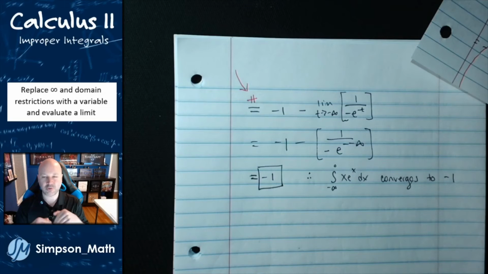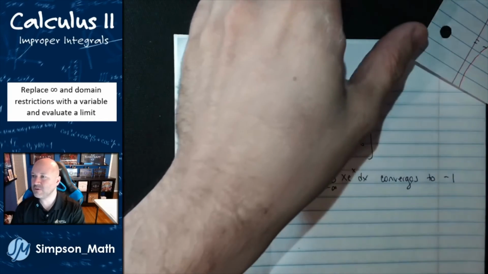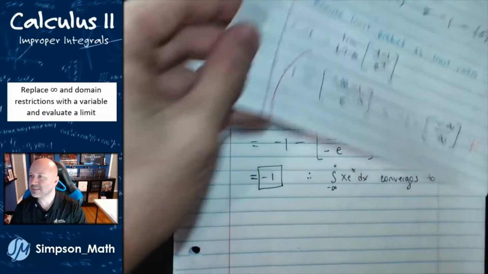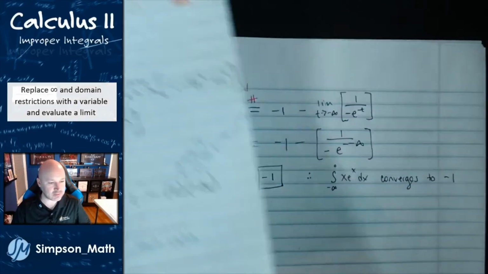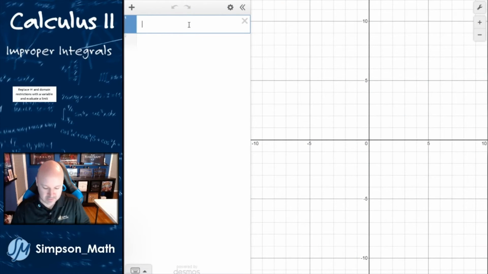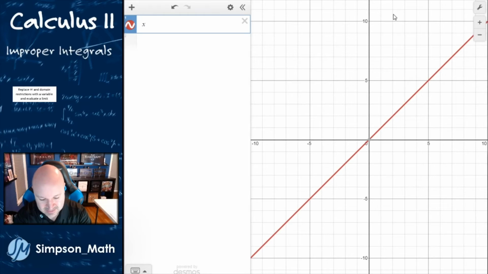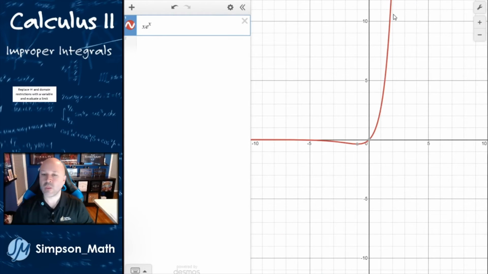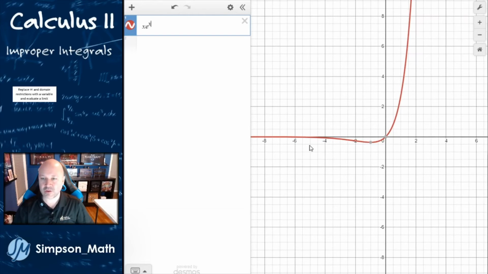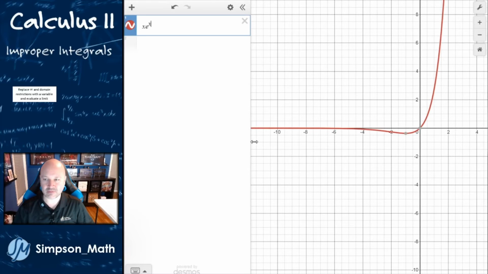Okay, I'm going to go through that again, just because I was a little bit confused. But I'm going to look at the graph real quick, just to make sure that makes any sort of sense. So I'm going to go back up to my monitor. I'm going to type in my original equation, which was x e to the x. Okay, yeah, it does have some weird funky stuff. I'm just going from negative infinity to 0. So I don't care about the stuff beyond 0.